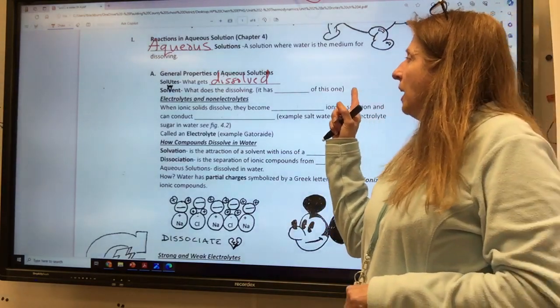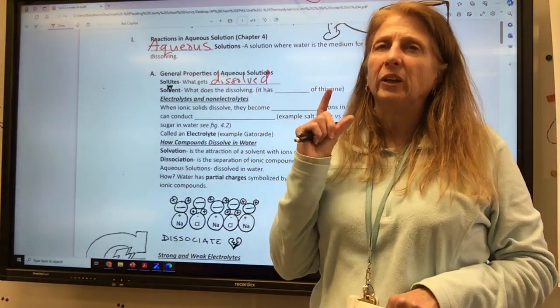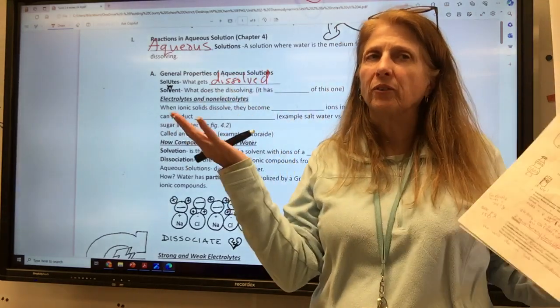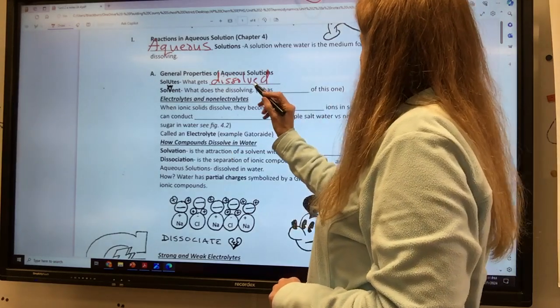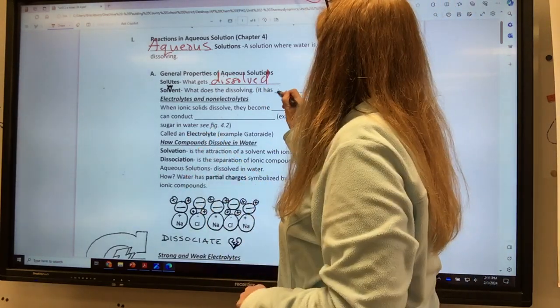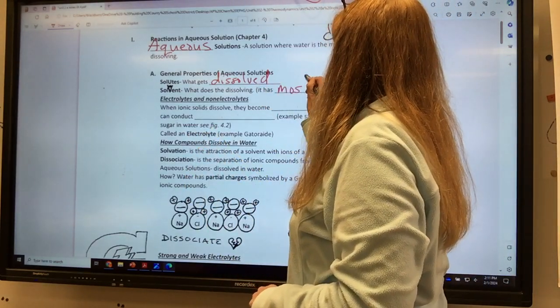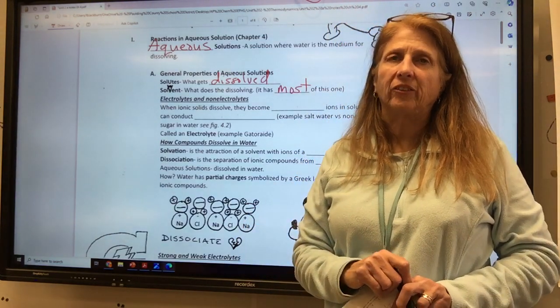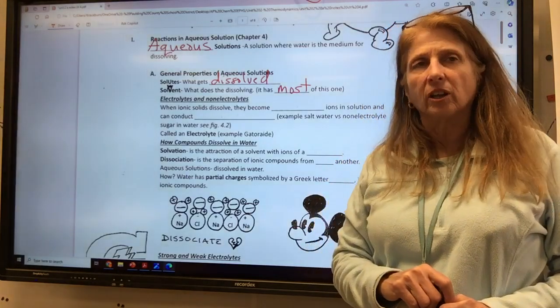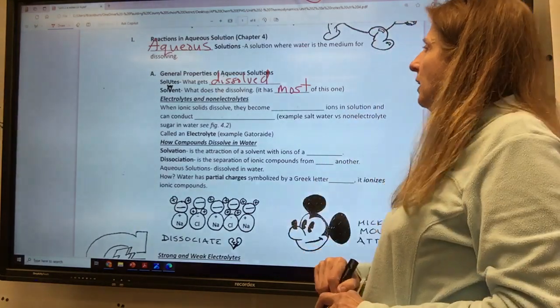Now, sometimes you have two liquids. Then which one's the solute and which one's the solvent? The solvent has the most. So say I'm mixing alcohol and water, and I've got more water, it's the solvent. Alcohol is the solute. Okay.